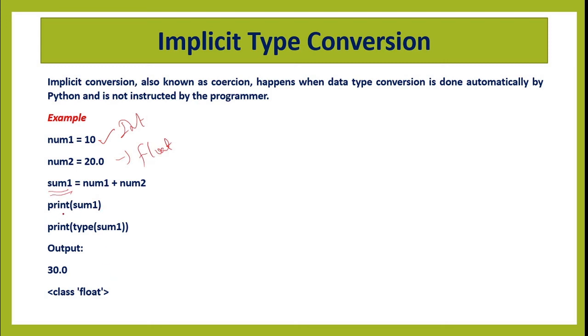Then we type the command print(sum1), and it is 30.0. Then we want to know the type of sum1. type(sum1) returns float. Here the type conversion happens automatically. This one is not instructed by the programmer.